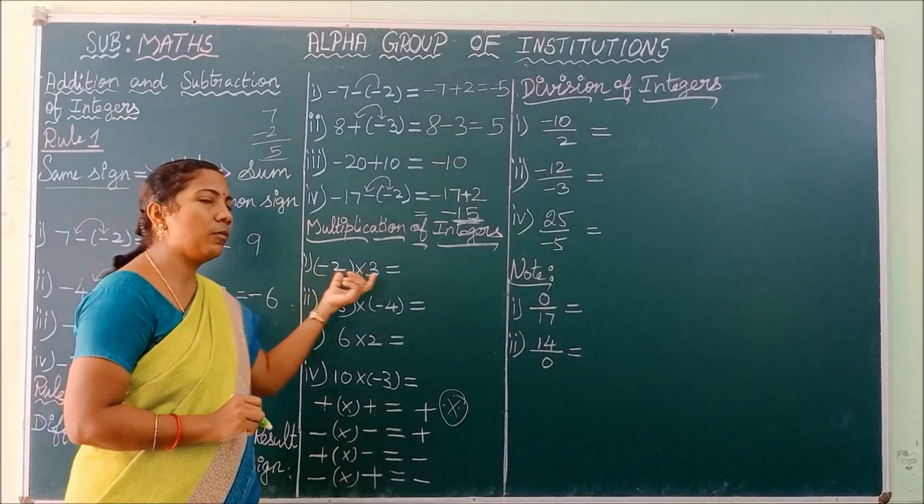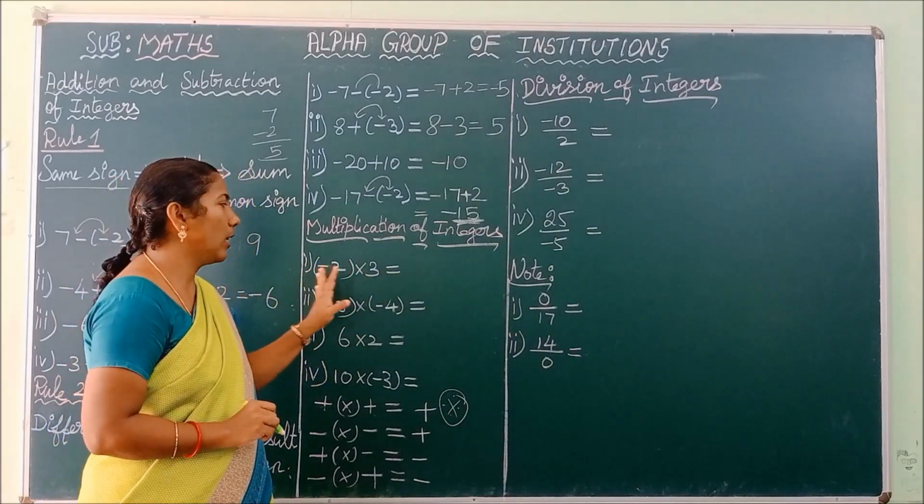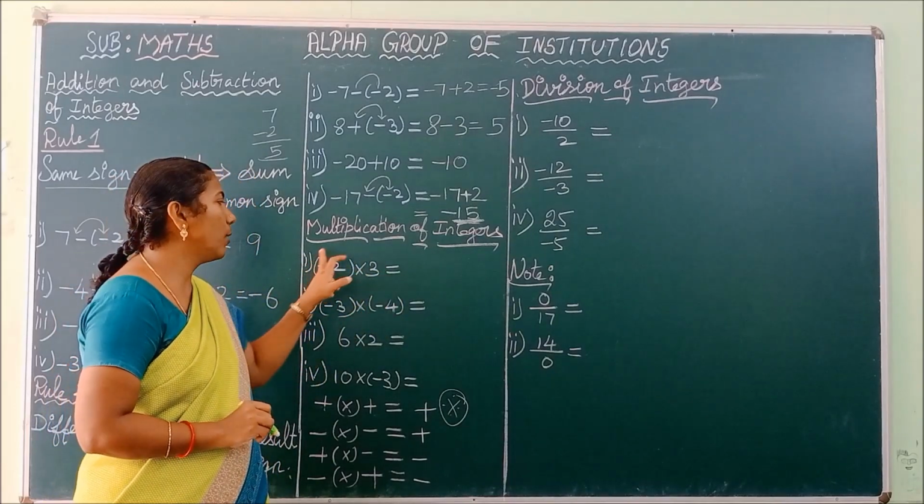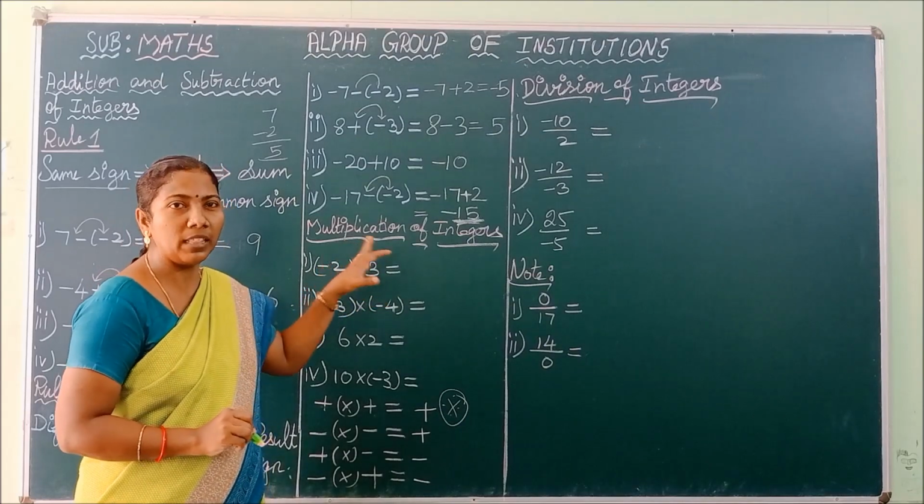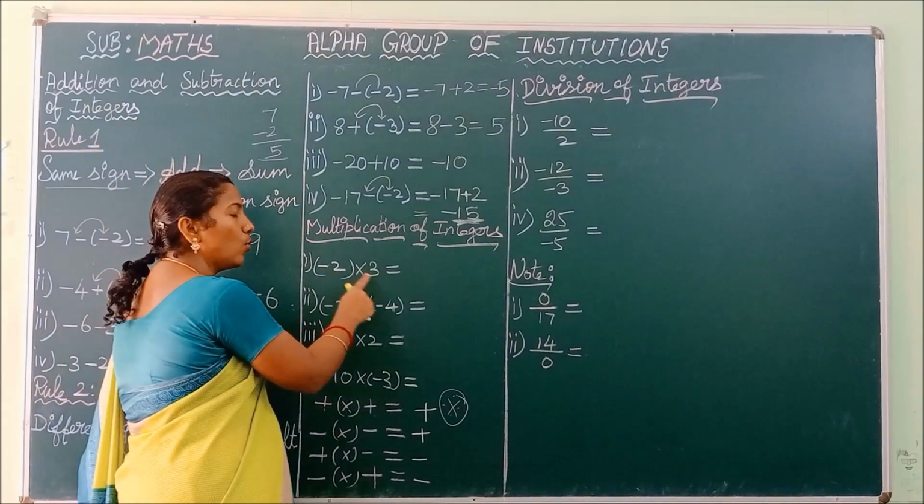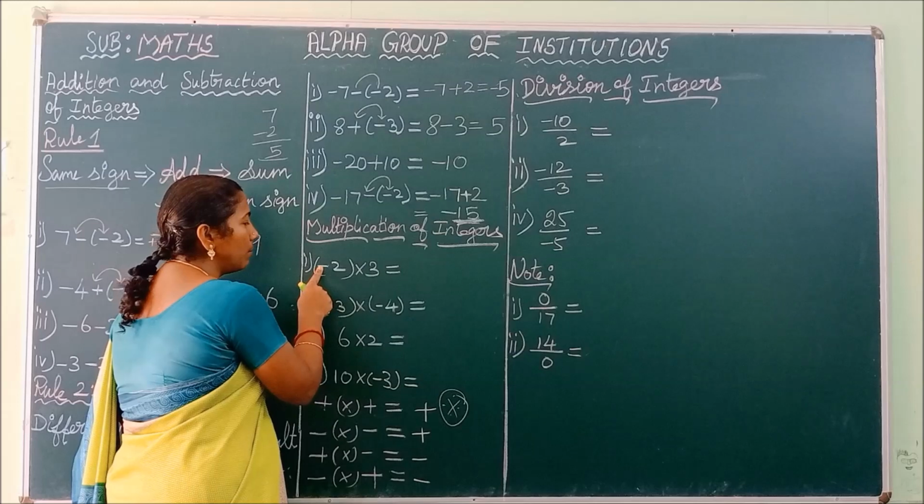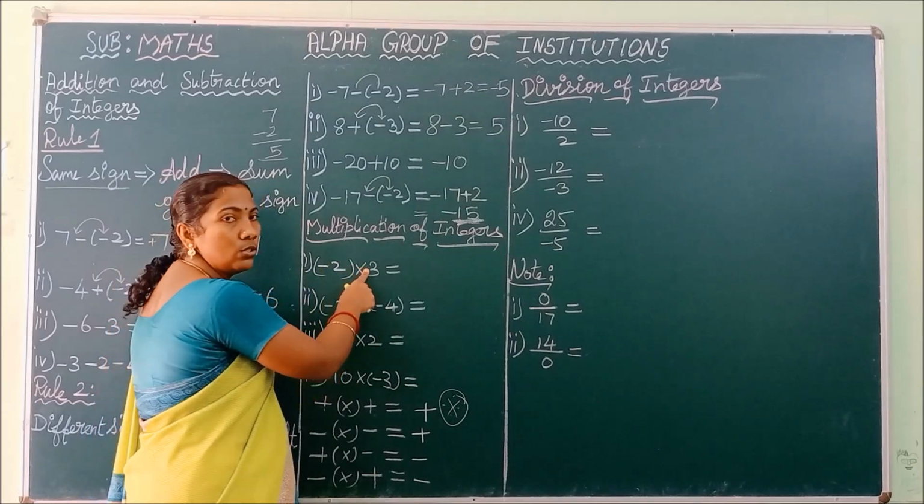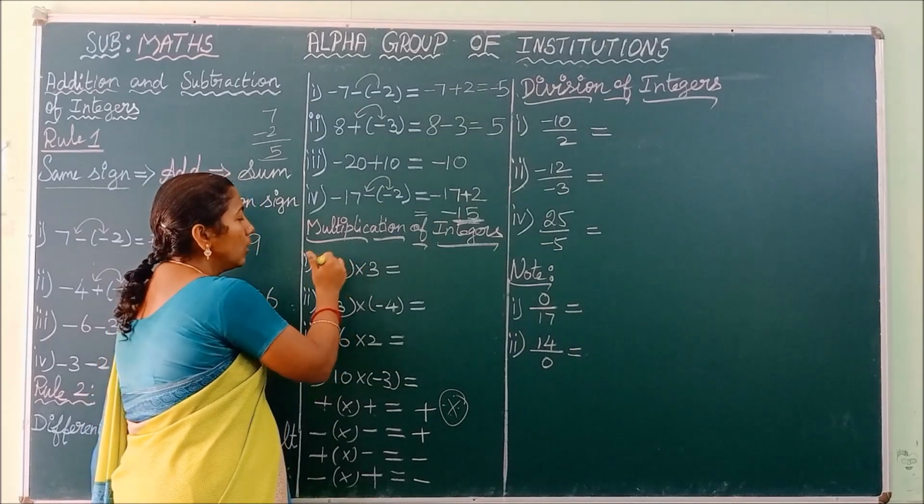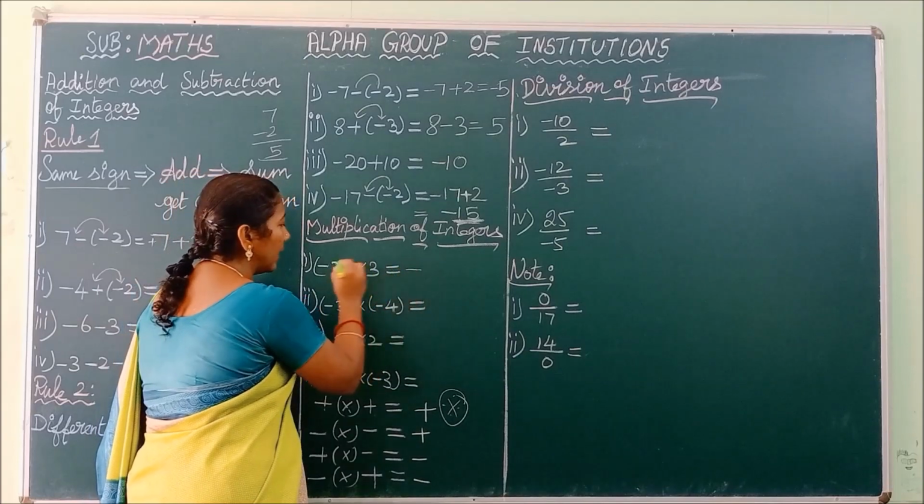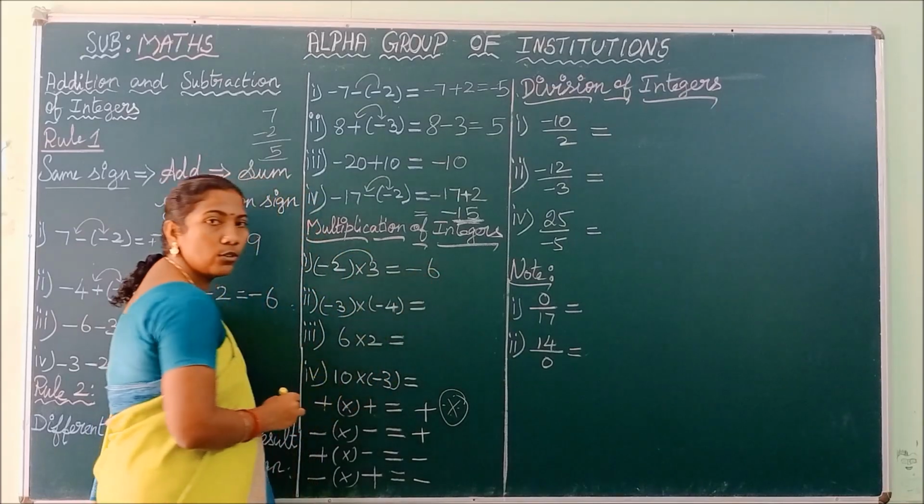What is the rule for multiplication of integers? Before multiplying the values, you must multiply the symbols, and then you have to multiply the values. Here what are the values? 2, 1, 3 are values. What is the symbol? Minus. It is understood the symbol of 3 is plus. So plus minus into plus minus. 3 2s are 6. Do you understand?